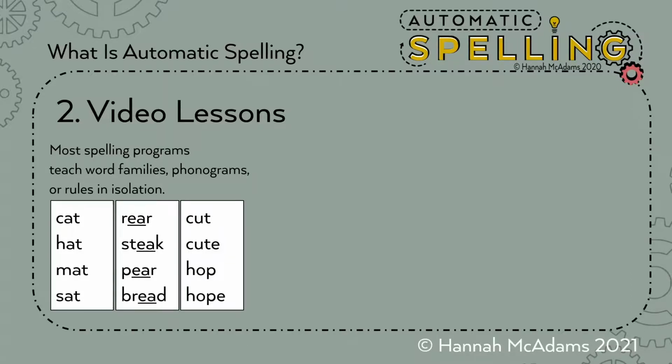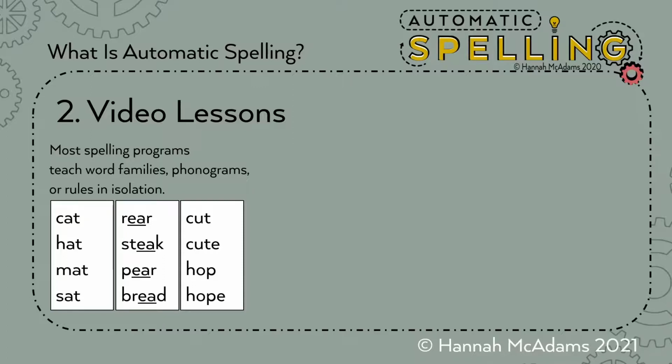Okay, and then here is one that follows rules. So here we have cut and cute, so we add that E, and the U says U. Hop and hope, we added the E, and the O says O there. So that's teaching a spelling rule. Well, again, that's a good thing for students to know, to learn how to use those rules. And I think it's very helpful for learning to read.